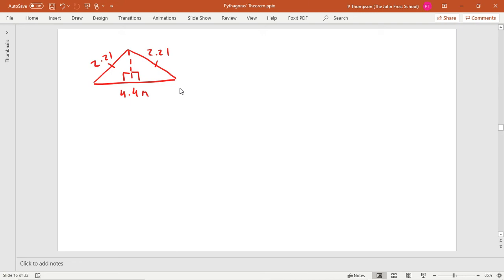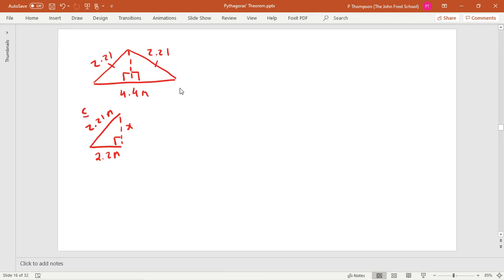So I think I'll work on the left-hand triangle. I'll redraw this left-hand triangle, dashed line and everything, like this. This is 2.21 meters here. This is a right angle. And my goal really is to find this. So I'll call it X, because that's the vertical height. This base, hopefully you can see, is going to be half of 4.4, which is 2.2 meters. Okay, so look at this triangle now.